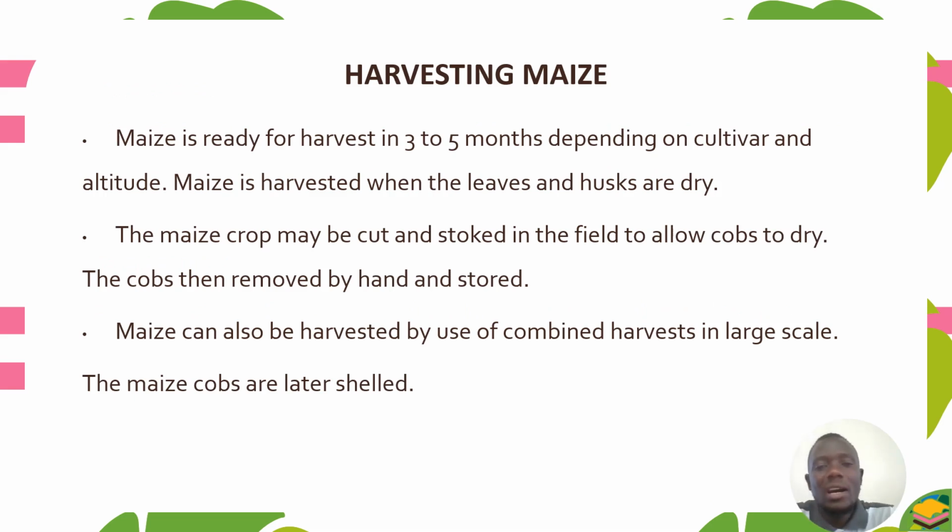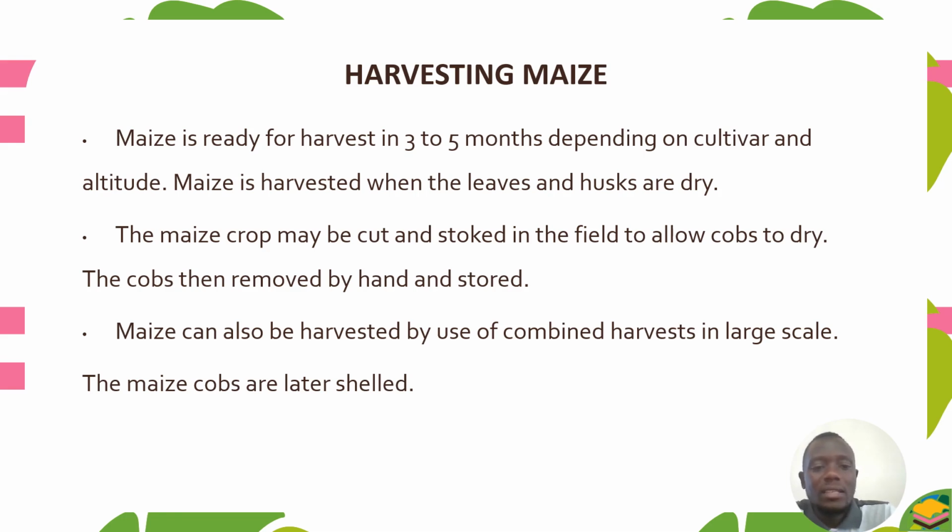So let's go to harvesting maize. Maize is ready for harvest in 3 to 5 months depending on variety and altitudes. Maize is harvested when the ribs and husks are dry. So you harvest maize when the ribs as well as husks are dry. That's when you know that this is the time to harvest maize.